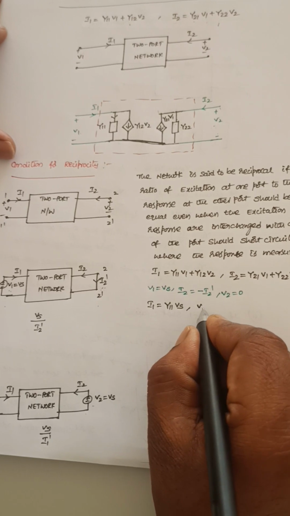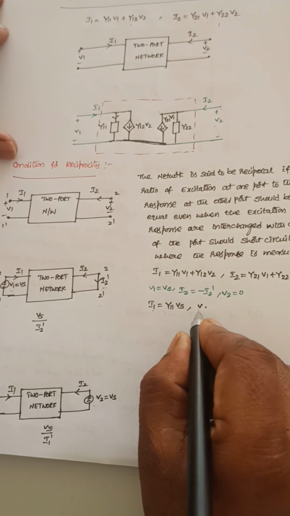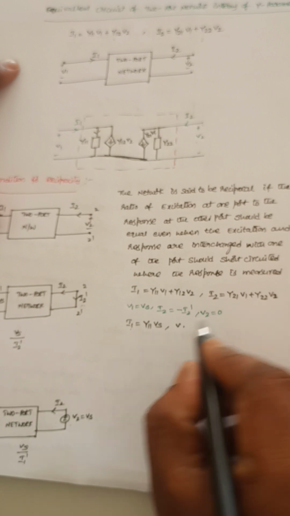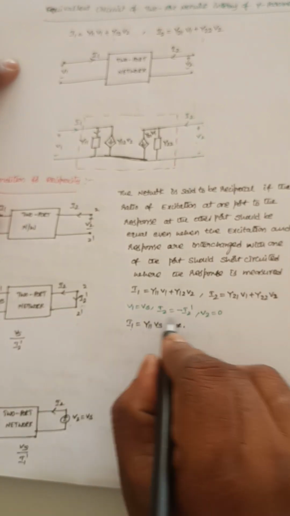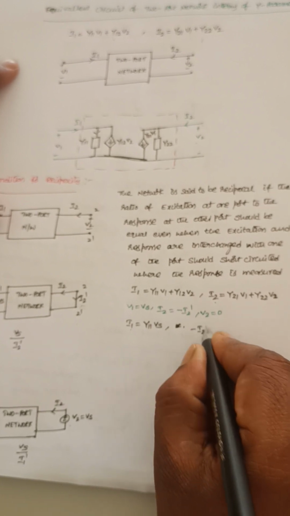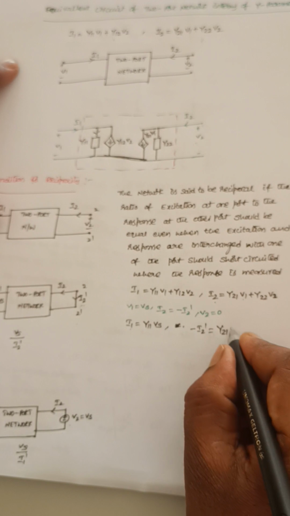From this, Vs by I1 is equal to Y11. What I need to calculate here is Vs by I2 dash. So I am going to calculate from this expression. If I substitute these values in this expression, I2 should be equal to minus I2 dash. Minus I2 dash is equal to Y21 into V1, and in place of V1 it is Vs.